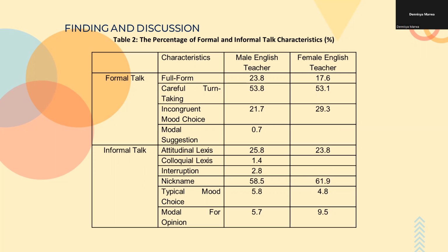And then in terms of informal talk, the male teacher uses various characteristics. It can be seen: attitudinal axis, colloquial axis, interruption, nickname, typical word choice, and modal for opinion. But the female English teacher only uses 4 characteristics. They are attitudinal axis, nickname, typical word choice, and modal for suggestion. So of course, the male teacher tends to use informal talk in classroom interaction.